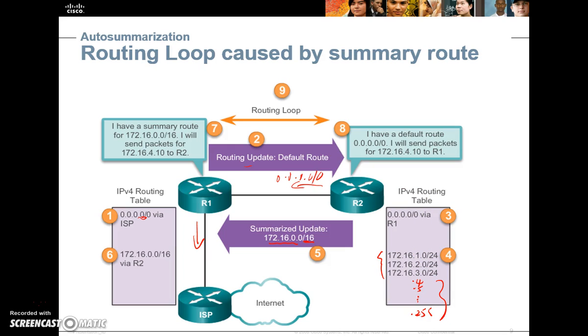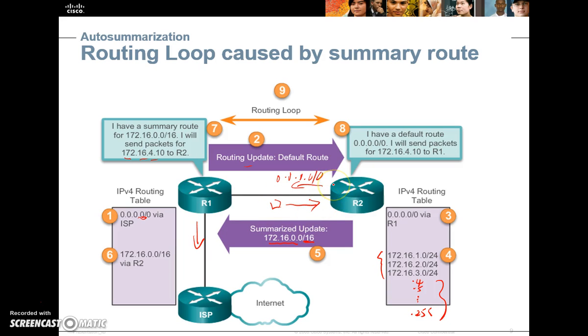Now the problem comes when R1 receives a packet. Let's say R1 receives a packet that's for 172.16.4. So who will R1 send the packet to? R1 will send it to R2. Why? Because R2 sent a summarized route, and the summarized route tells R1 that it has a connection to 172.16.0.0/16, and this network includes 16.4. So R1 will pass the packet to R2.